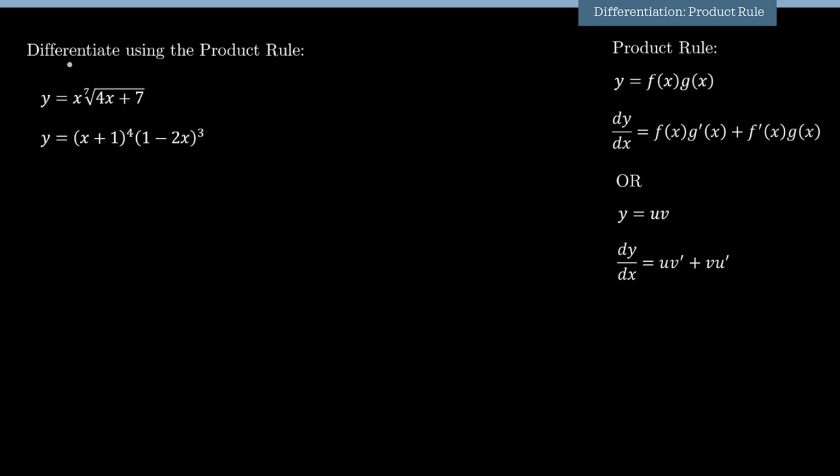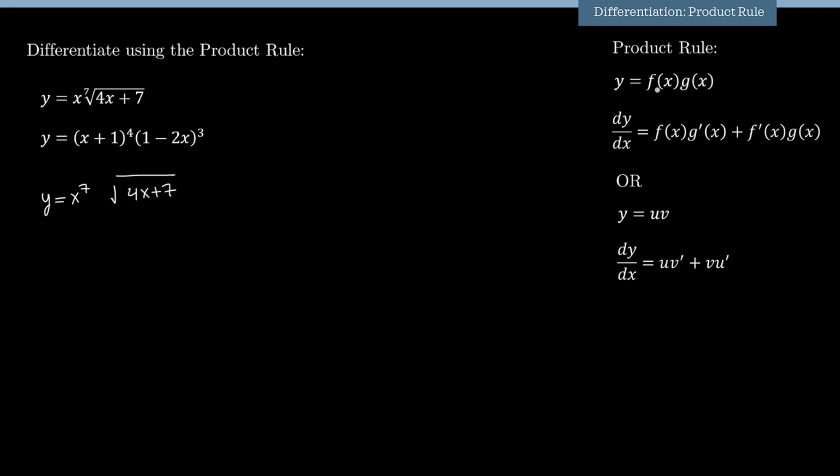In this video, I'll be doing two examples of differentiating through the product rule. In the first example, I have y is equal to x to the 7 times square root of 4x plus 7. And to differentiate this through the product rule, you know that we apply the product rule when we have two functions that are getting multiplied by each other. And then the derivative looks like this.